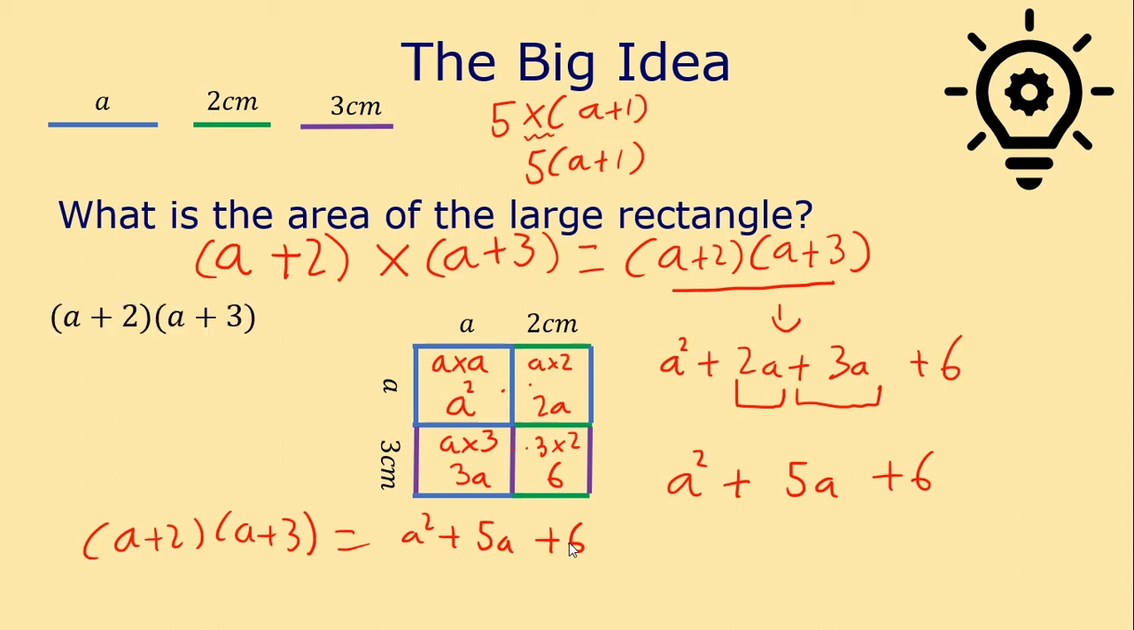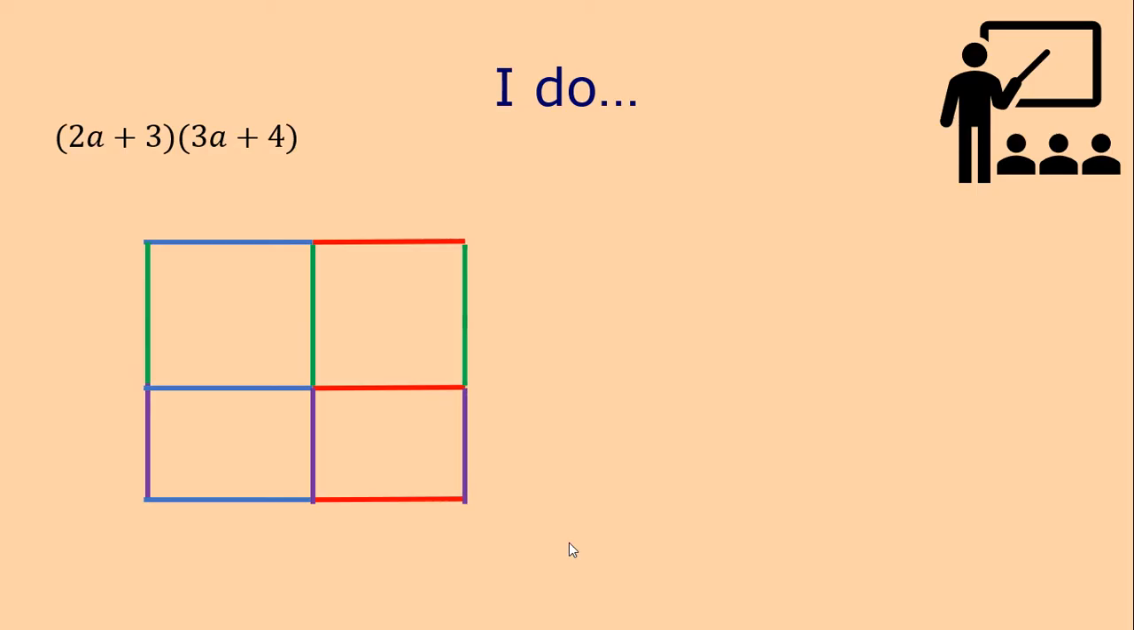Okay, let's see another one. Okay, so we've got this question. This is the question we've been asked to answer: 2a plus 3, 3a plus 4. So here's how I'm going to set it out. I'm going to make a big rectangle. This is 2a plus 3. This is 3a plus 4.